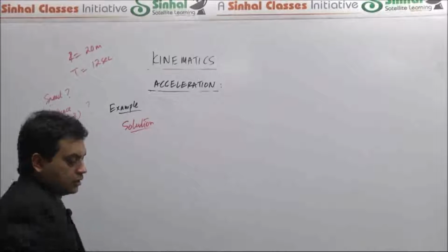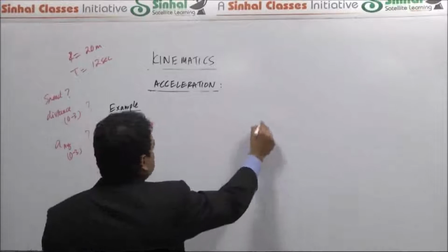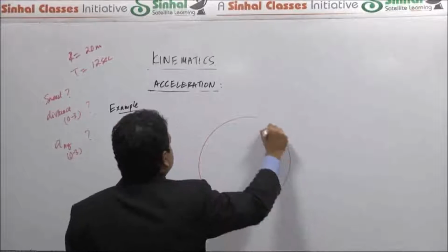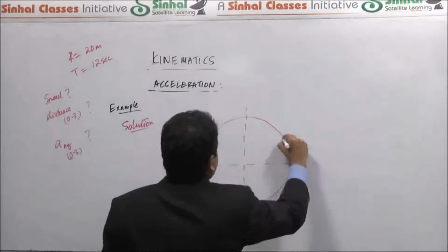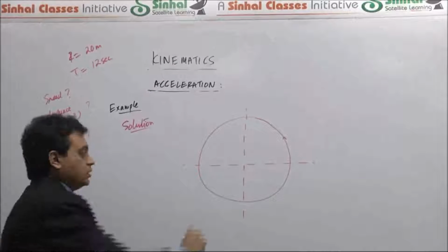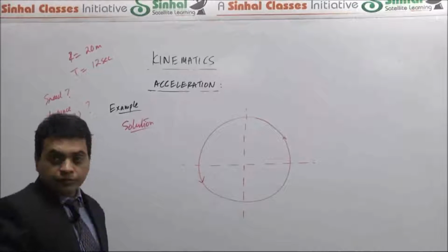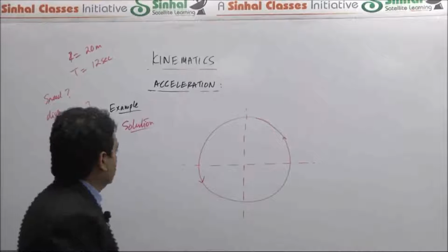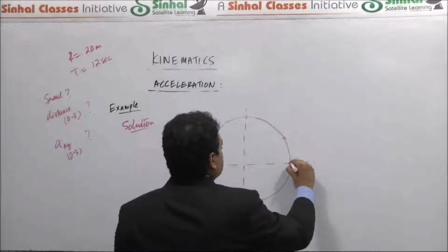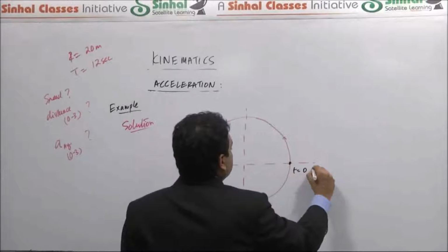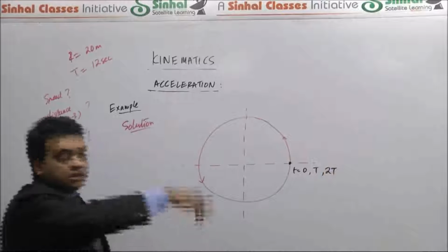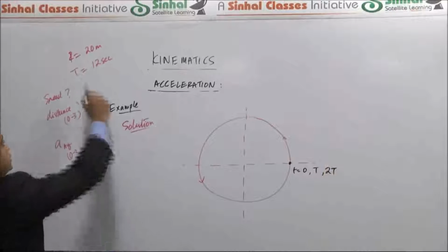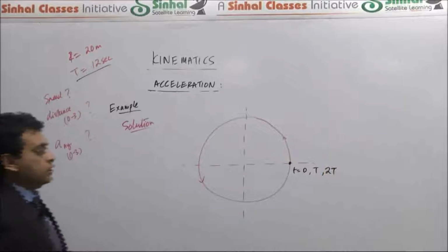Right. So let's say this is a basic diagram of a particular particle's path. Let's say it's here at t equal to 0. So it would be again here at one time period. Again it would come at two time periods like that, because one cycle is repeated every 12 seconds, right?